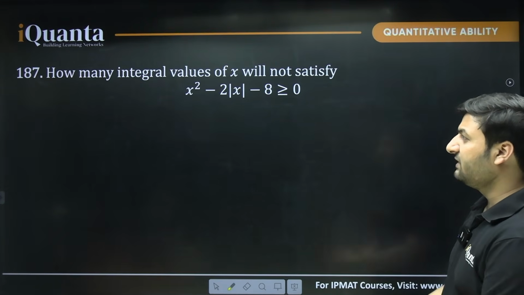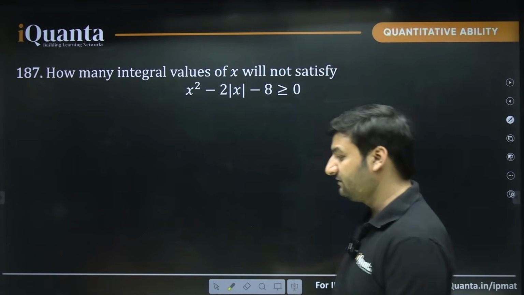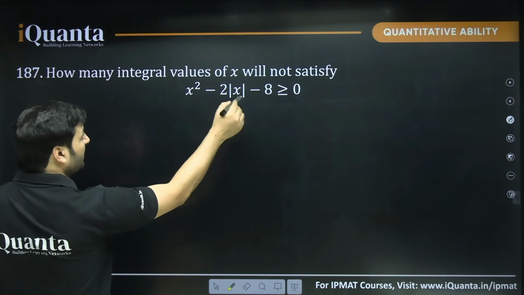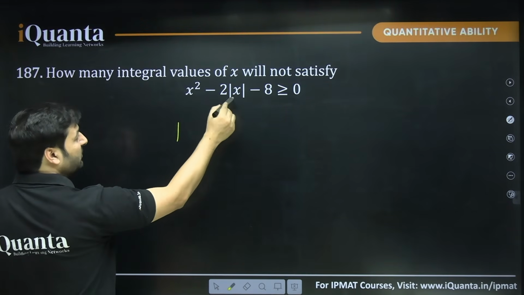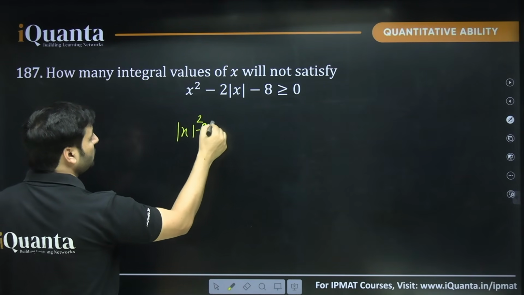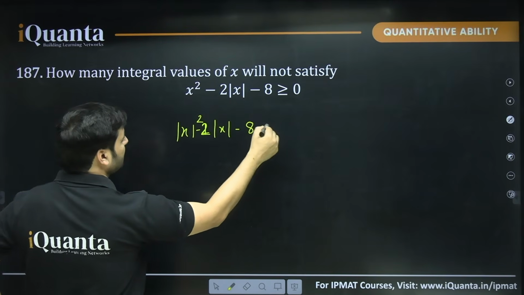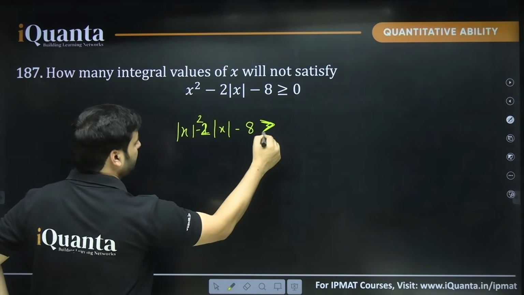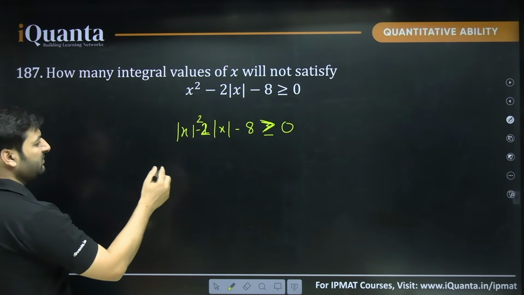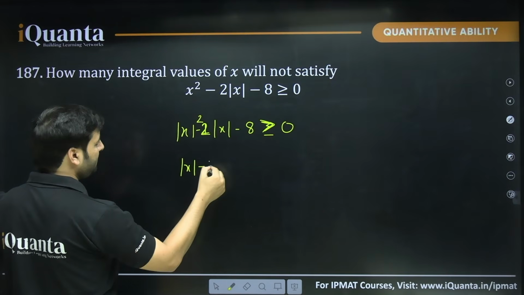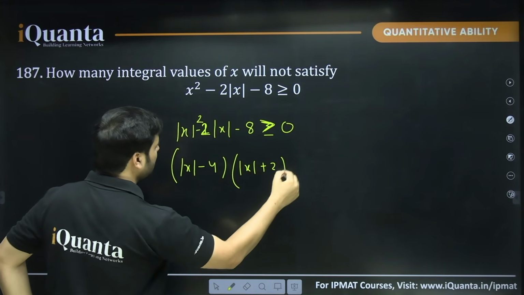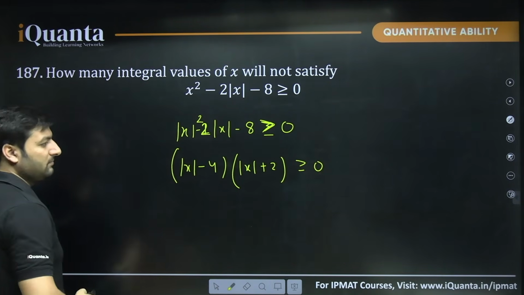What about this 187, how many integral values of x will not satisfy? Now, it is not asking will satisfy, it is asking will not satisfy. In such modulus equations, x square can be written as mod x square minus 2 mod x minus 8, greater than or equal to 0. Can this be factorized? Mod x minus 4 times mod x plus 2, greater than or equal to 0.